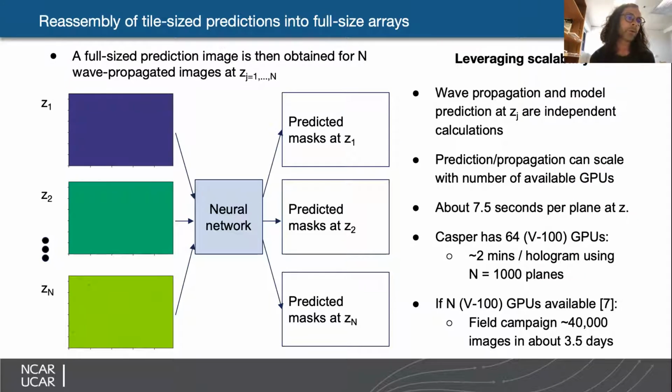Now if I use AWS or something else, and I just got all the GPUs that I needed, let's just say there's n of them, and let's say that n is 1,000, I can do a field campaign, which is about 40,000 holograms, in about 3.5 days. Now, that's with V100s.